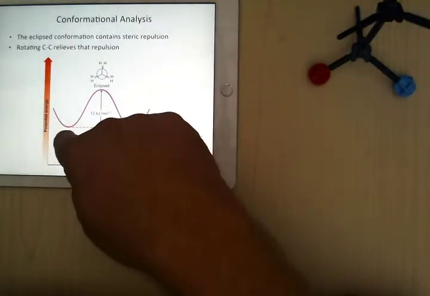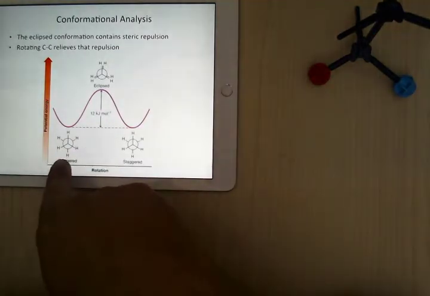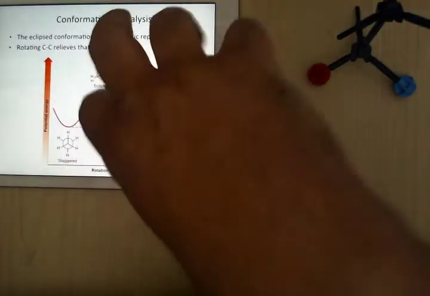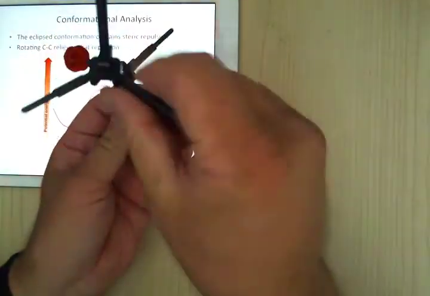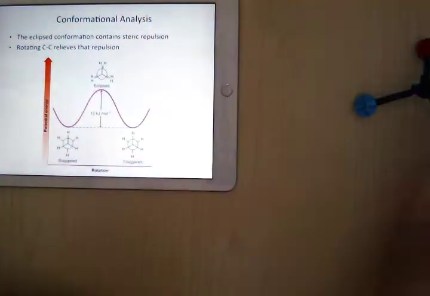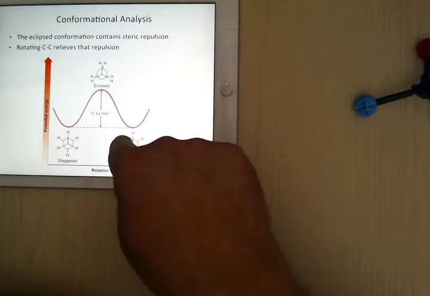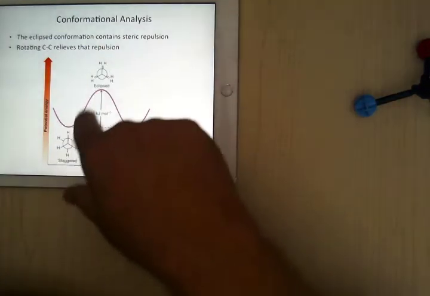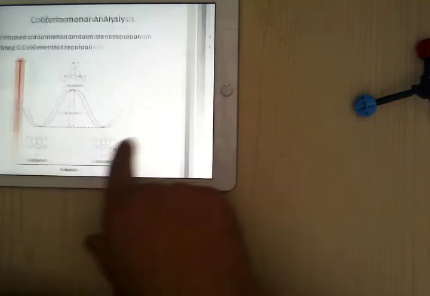repulsion. And so when it's in this staggered configuration, in order to get over to here where it's rotated, if you take this and you just rotate it like that, you're going to need to go through this eclipsed one and then fall down in the energy to get down to here to another staggered configuration. So this is sort of the barrier for rotation.